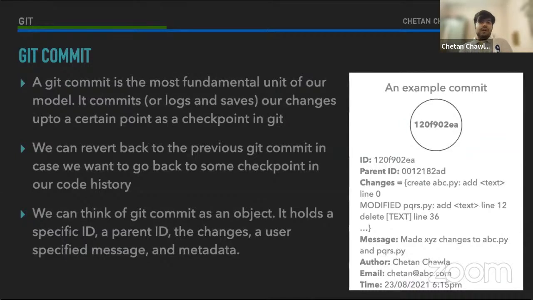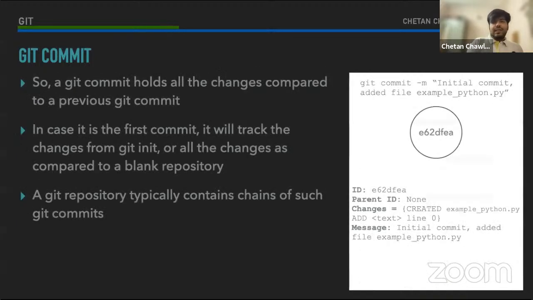Going back to the left, it says that a git commit is just an object which logs or saves all the changes in the form of a checkpoint which has all these properties. And we can also revert back to previous git commits using this parent ID. We can think of these as normal programmatic objects which have some set of properties: ID, parent ID, changes, messages, and some metadata. So let's see how we can do this in our own folder.